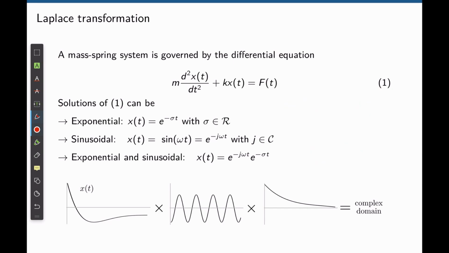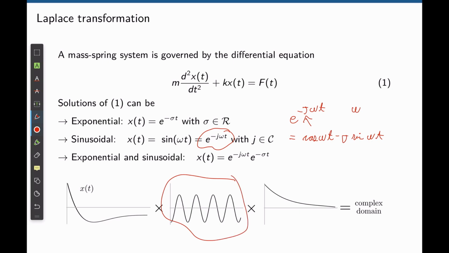An exponential solution is characterized by exponential of negative sigma t, where sigma is a real number. By changing sigma, we can create a variety of different exponential functions. The sinusoidal component is given by the exponential of negative j omega t, where omega is a real number, and this, according to Euler's identity, can be written as cosine of omega t minus j sine of omega t. And j is the complex variable. By changing omega, we can create a variety of sinusoidal waveforms with different frequencies and phase shifts.